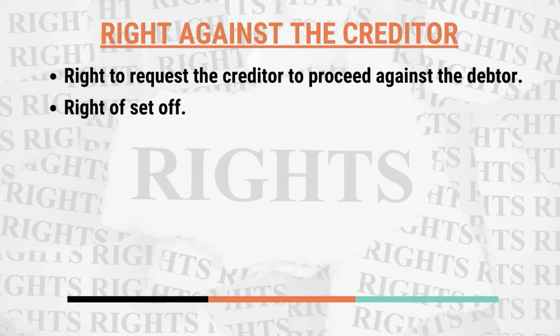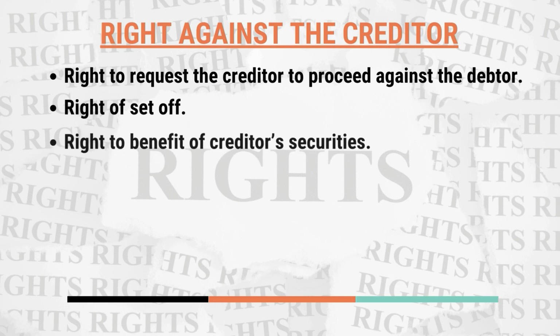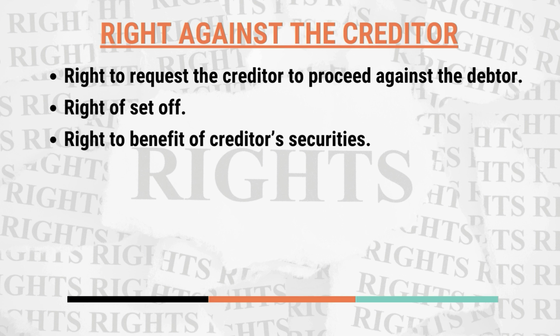Second, he has a right to set off, to bargain, to reduce the liability. He can say, I am unable to make the full payment, but we can negotiate and I can pay this much. So, set off liability. Third, right to benefit of creditor security. In case he has made the payment, then he can take the benefit from the creditor security also.